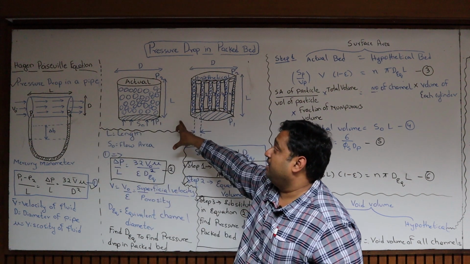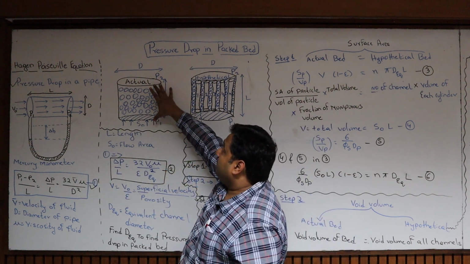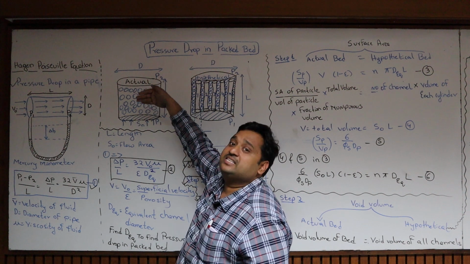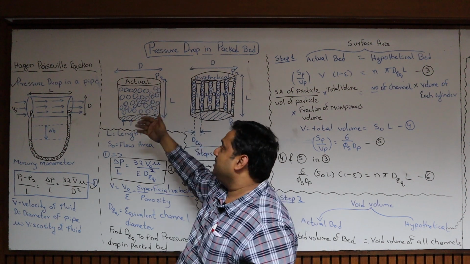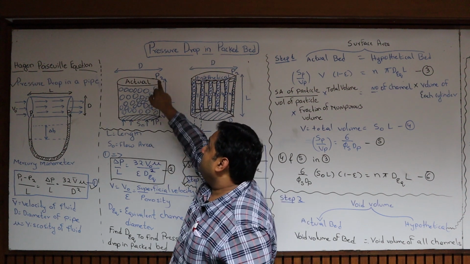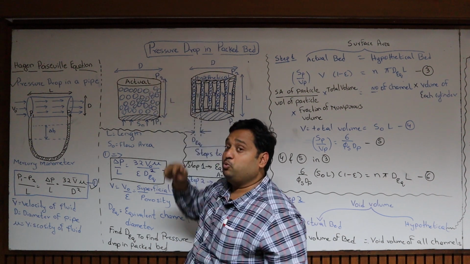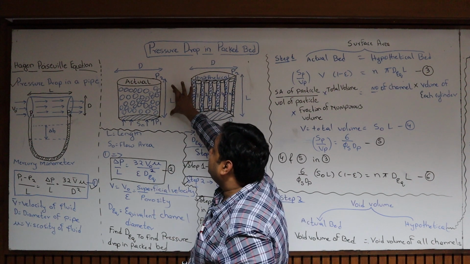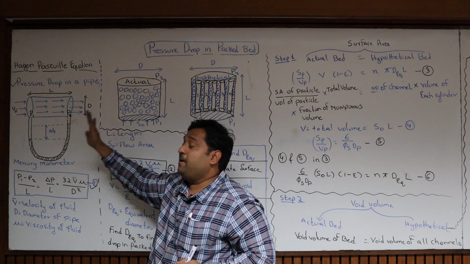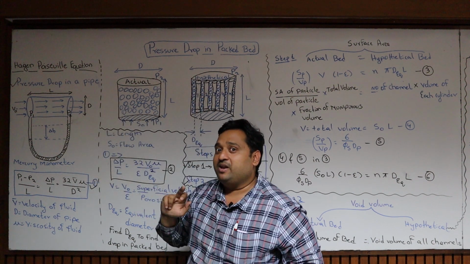For the packed bed, for the same conditions, now the container is filled with some sand or any other particles. P1 is the inlet pressure and P2 is the outlet pressure. The difference between P1 and P2 is called delta P in this length L. So you can compare the pipe and the packed bed here.